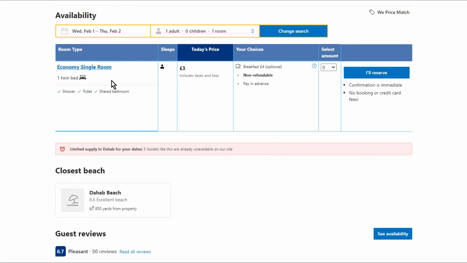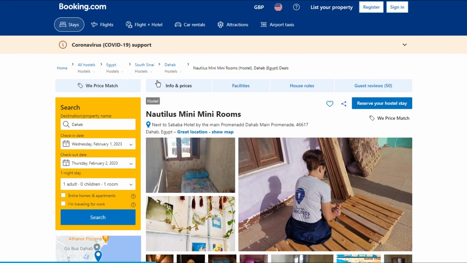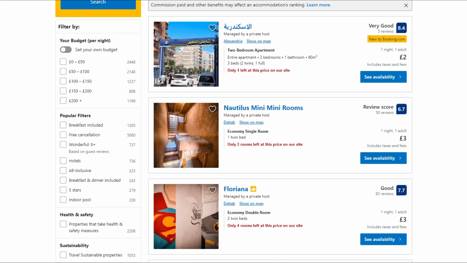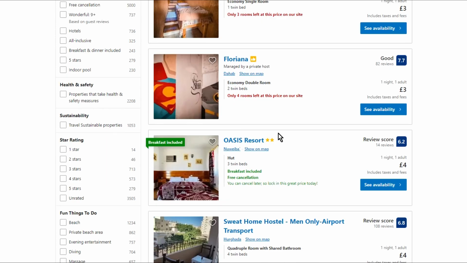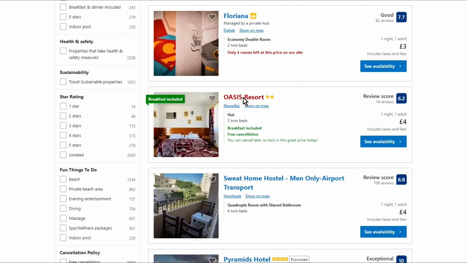That is a bit basic. Even, like, wow, it's basic. But that is good enough, £3. You get your own private room. That is good enough. Like, Oasis Resort, surely you don't get an actual resort for £4.